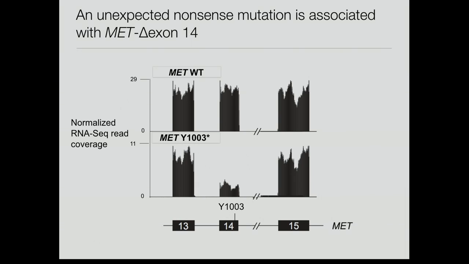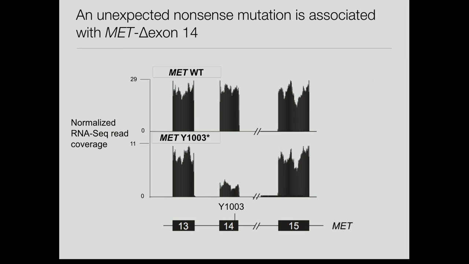What's interesting is this Y1003 mutation actually falls directly in the exon. And what I'm not showing is that it's predicted to cause a loss of splicing enhancers, and this is something that we're interested in further testing. The take-home message was that if we didn't have the matched exome and RNA-seq data, we wouldn't have been able to identify this association. And most importantly, this is a nonsense mutation that is shown to be associated with a gain-of-function alteration.